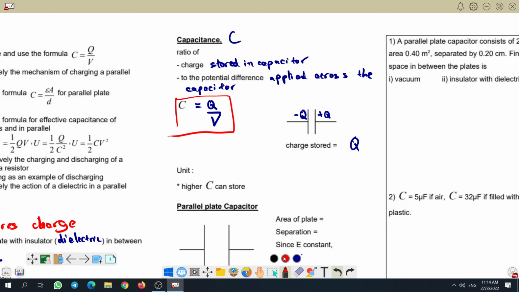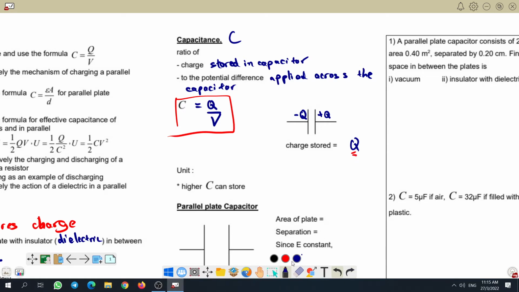Bukan 0, bukan 2Q. Because actually dia punya konsep ialah how much charge, kita simpan charge berapa kan? Kita simpan untuk apa? Nanti untuk guna kan? Okay. So the thing is, if you connect it later to a resistor, how much charge will flow? 0 ke 2Q ke Q? Q, because exactly 1Q will flow from here to here and then dia habis. Faham kan? So when we write plus Q, negative Q, the charge stored is actually Q.